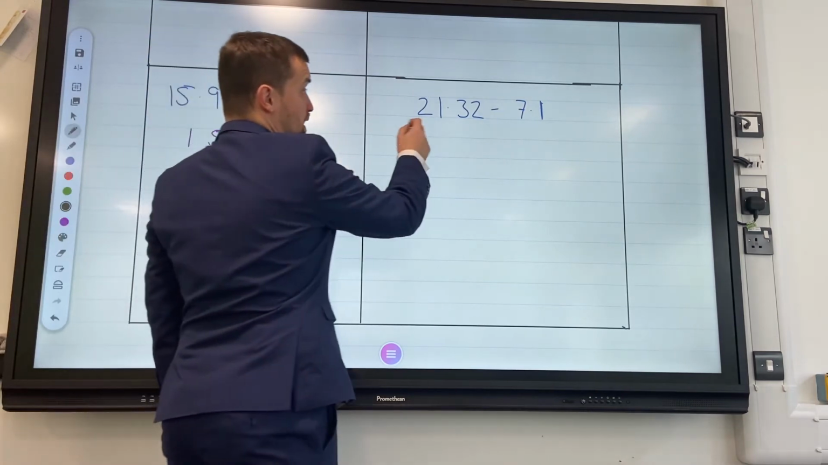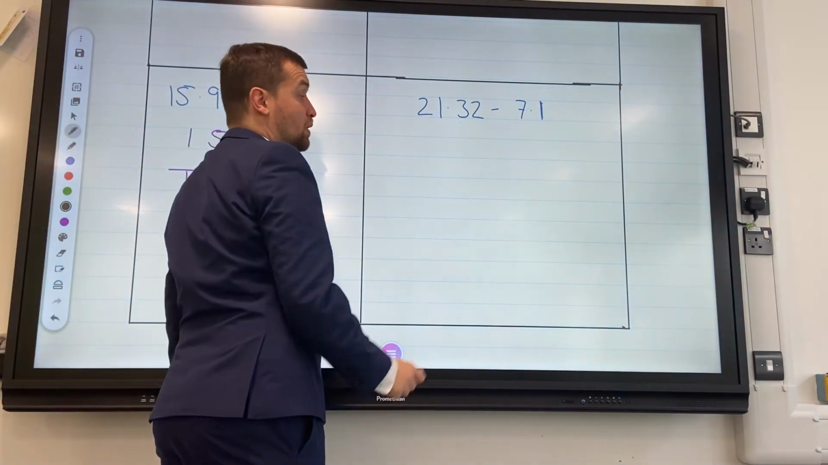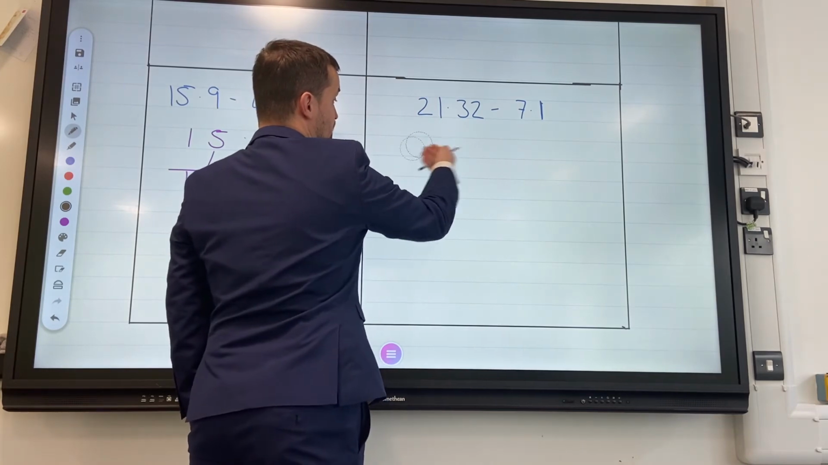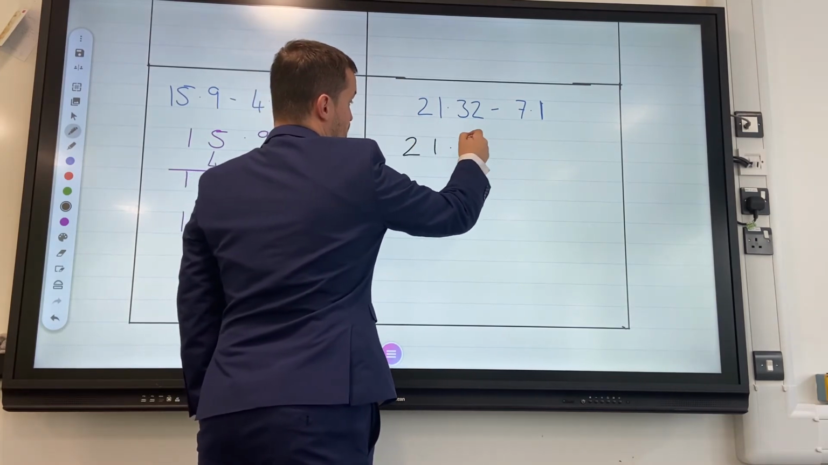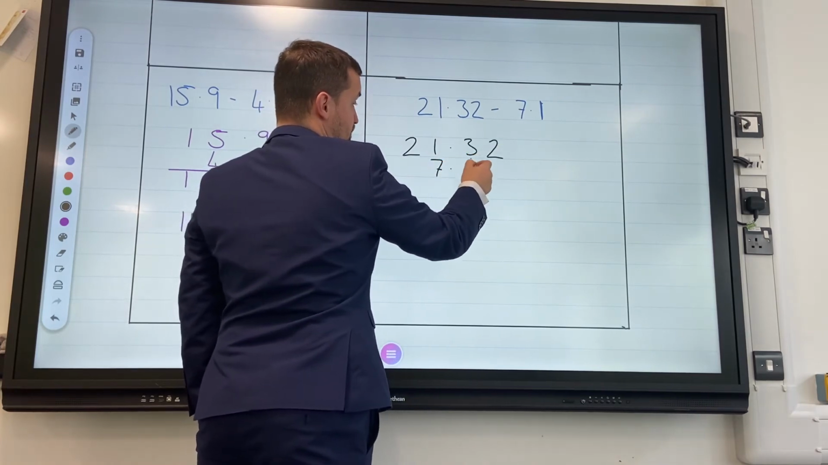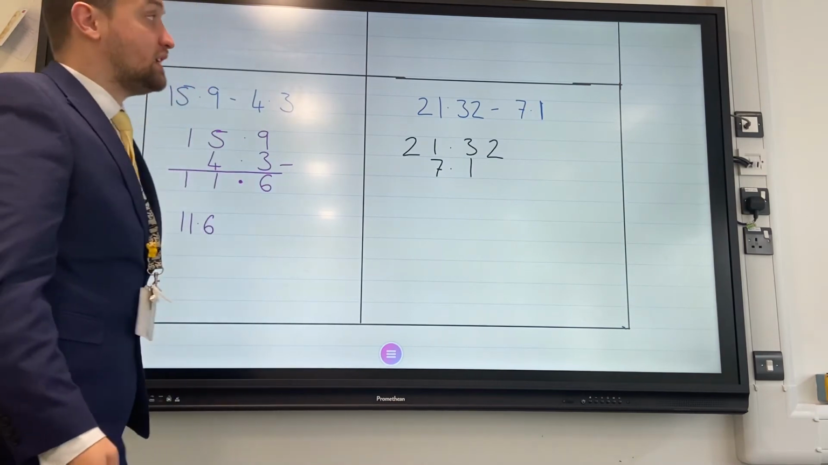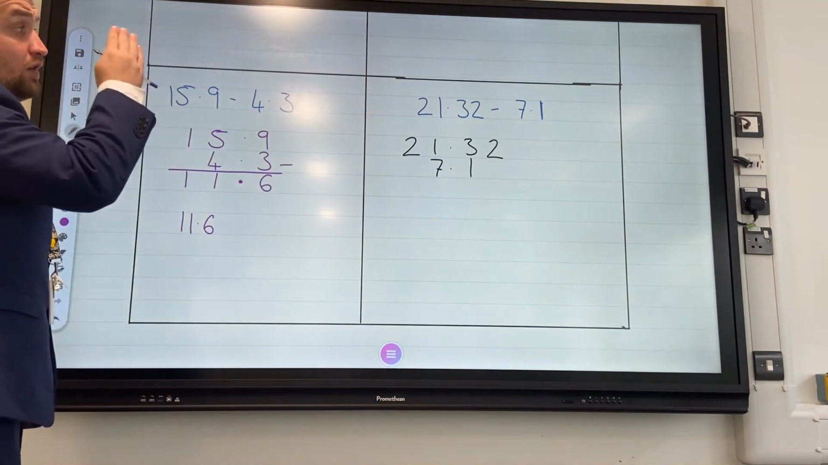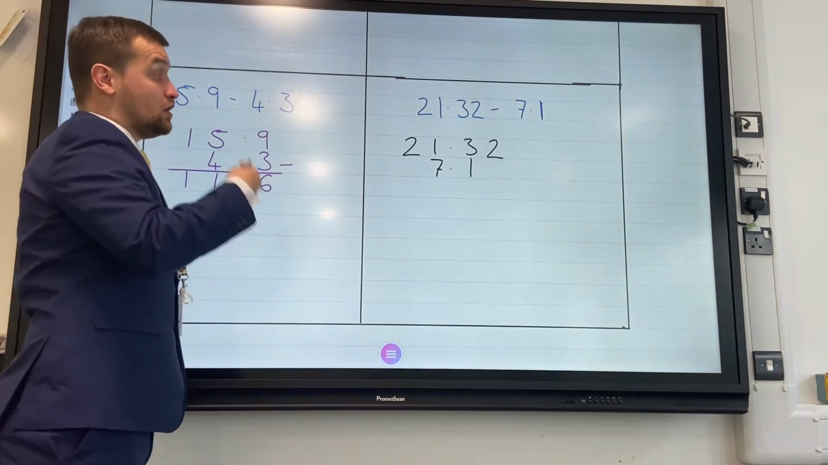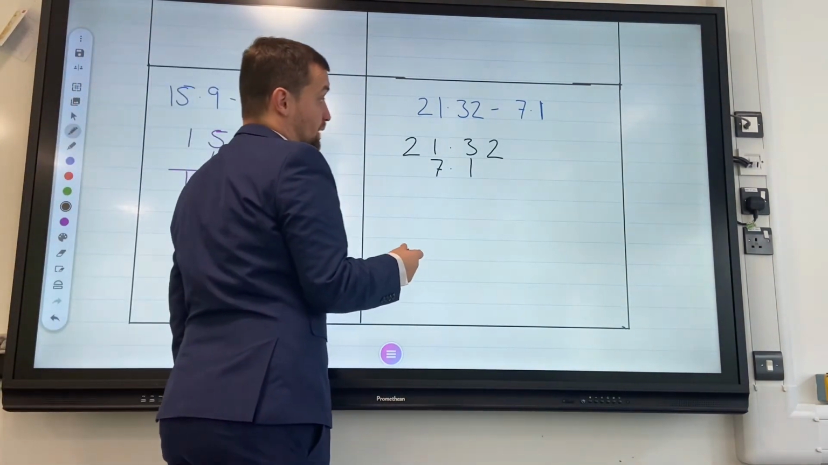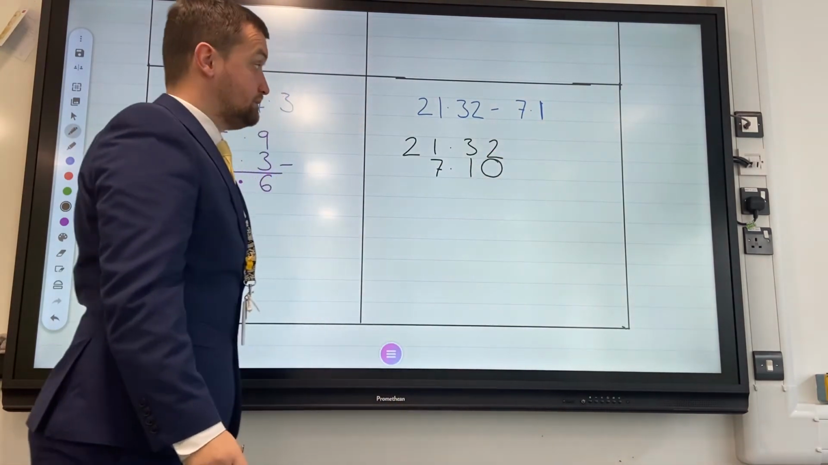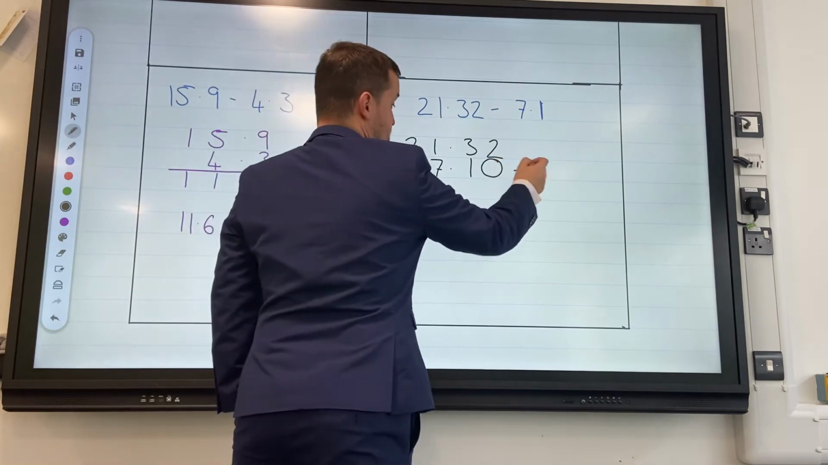Okay, you've got 21.32 minus 7.1. So I'm going to write 21.32 there, and 7.1 is going to go there. We have to make sure the columns line up. Okay, now on the question above I said that if they are not the same length we can add in a 0, and that's for adding. It also works for subtracting as well. So because it's at the end of the number, I can put in a 0 there. Okay, don't forget your minus sign.